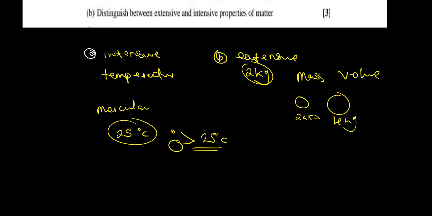So to distinguish these two, we can say extensive property depends on how much matter is being considered, but for intensive, we'll say it does not depend on how much matter you have. This one just depends on the property itself, like chemical properties. So that is it. Let's go to the next question.